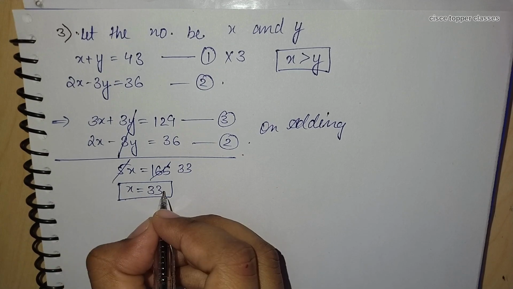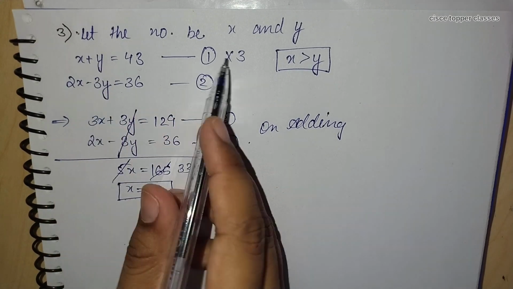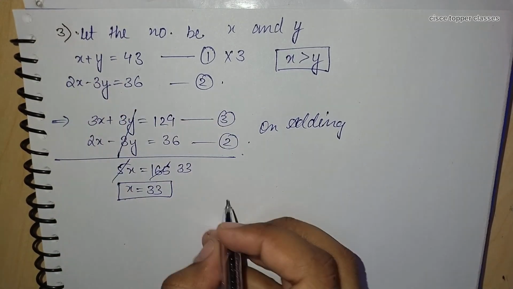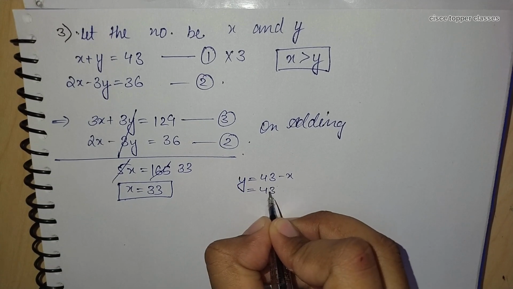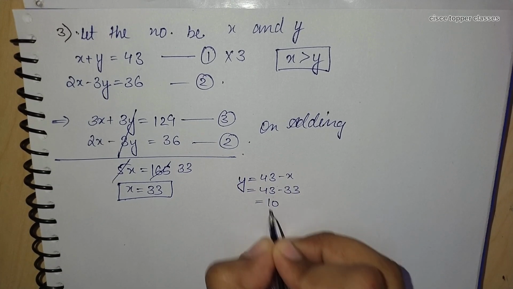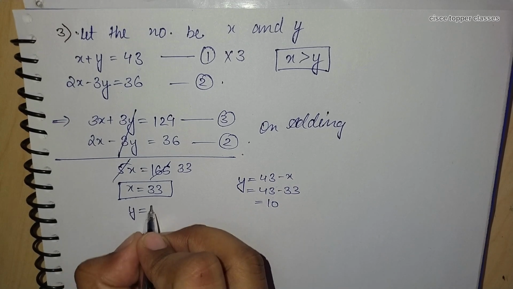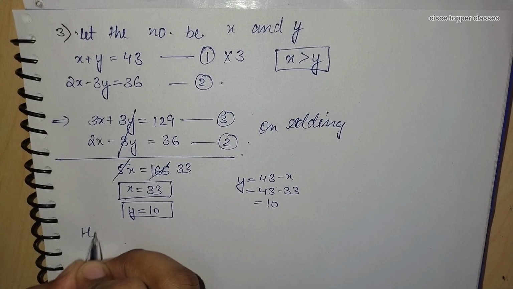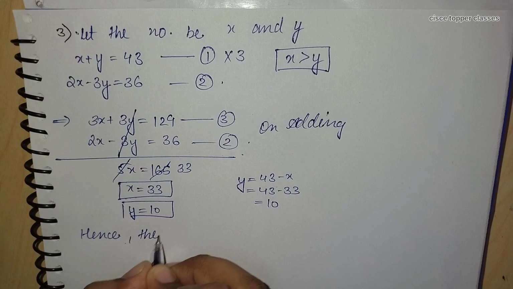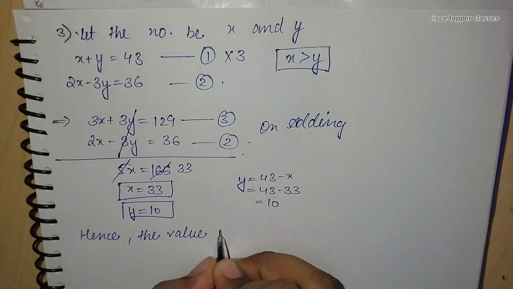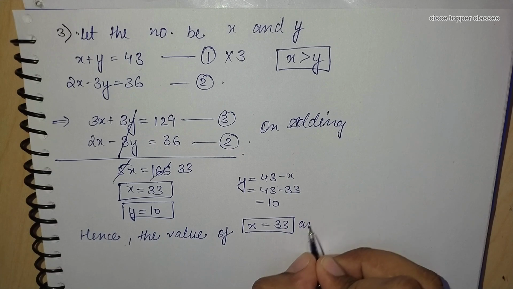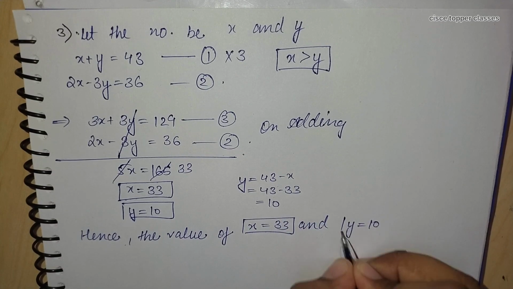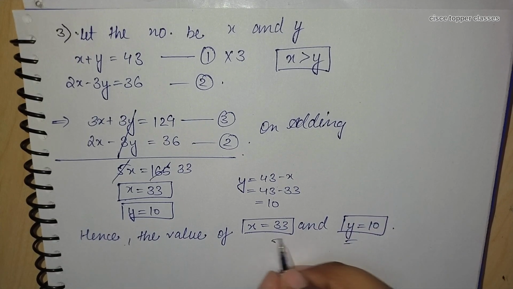Now by using the value of x, we can find the value of y from the first equation. So y is equal to 43 minus x. So 43 minus 33 is equal to 10 is the value of y. Hence the value of x is equal to 33 and y is equal to 10 is the final answer in this question. So this is the answer here.